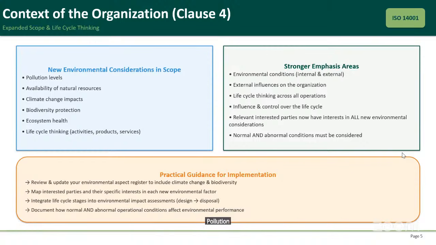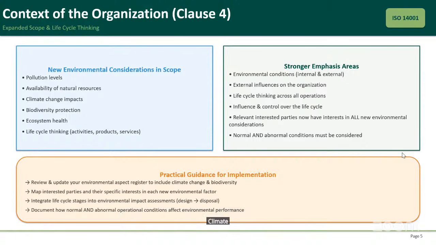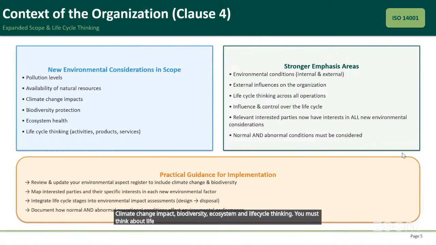Pollution levels, availability of natural resources, climate change impact. Companies use natural resources: water is a natural resource, in oil and gas you use crude oil, in mining you use limestone. Whatever activities you have, there is always a natural resource that you use, so you must include them in your scope. Climate change impact, biodiversity, ecosystem, and life cycle thinking. You must think about life cycle. It is something we have talked about even in the earlier version, but it is much more pronounced in the new version.